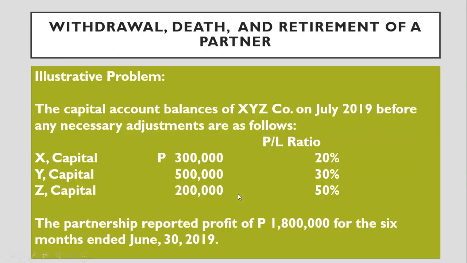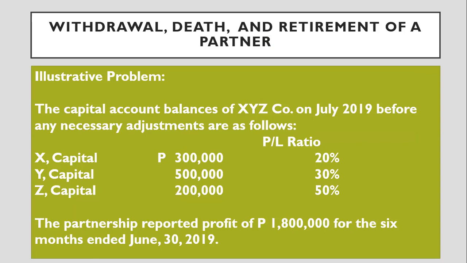Okay, so we're done with purchase of interest and investment in the partnership. This time we'll be talking about withdrawal, death, and retirement of a partner. So we'll have this illustrative problem.